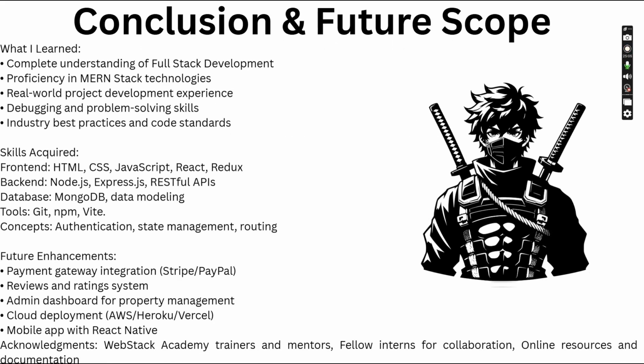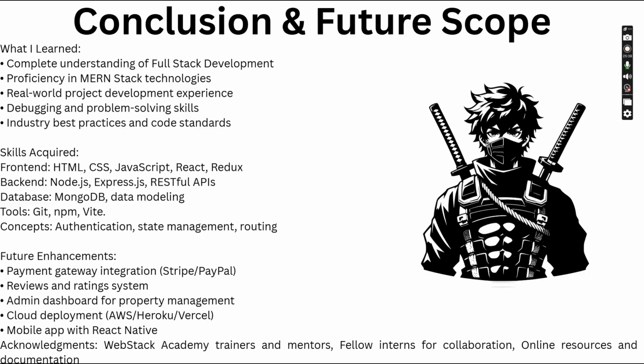And now the conclusion and future scope. What I learned from this: complete understanding of full stack development, proficiency in MERN Stack technologies, real-world project development experience, debugging and problem-solving skills, industry best practices and code standards. The skills that I acquired are, in front end, HTML, CSS, JavaScript, React, Redux. In backend, Node.js, Express.js, RESTful APIs. Databases are MongoDB and data modeling.